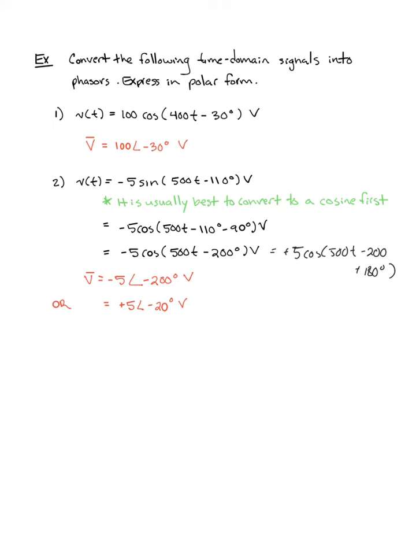So we have two forms of the solution here: negative 5 at an angle of negative 200 degrees, or positive 5 at an angle of negative 20 degrees. These are equivalent solutions. The preferred way to write this would be the bottom form, positive 5 at an angle of negative 20 degrees. That's because we usually want to represent the phase angle as the smallest angle possible, at least where the phase angle is less than 180 degrees and greater than negative 180 degrees. Because we know that the sinusoid repeats every 360, keeping the phase angle within that range is usually desirable.